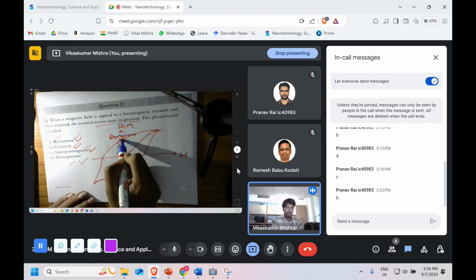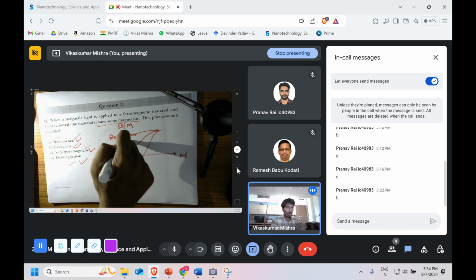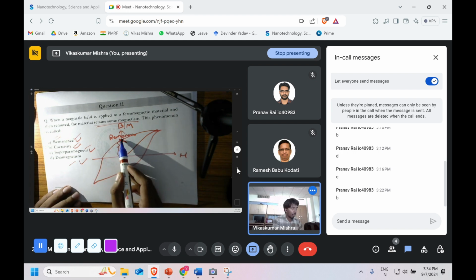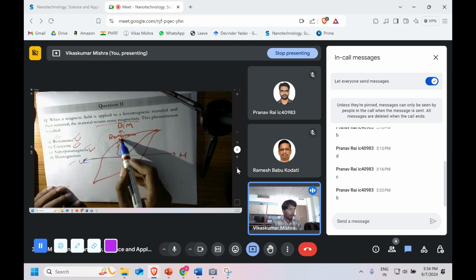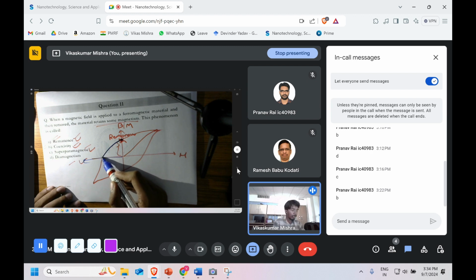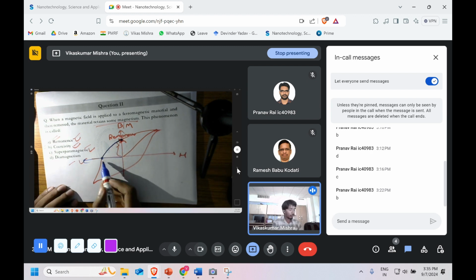Now if I want to remove this particular magnetization which was there in my material, and make it as it was before, what I will do is apply the magnetic field in the opposite direction until the magnetization becomes zero. And this is known as the coercivity. And with that we have solved question 11.